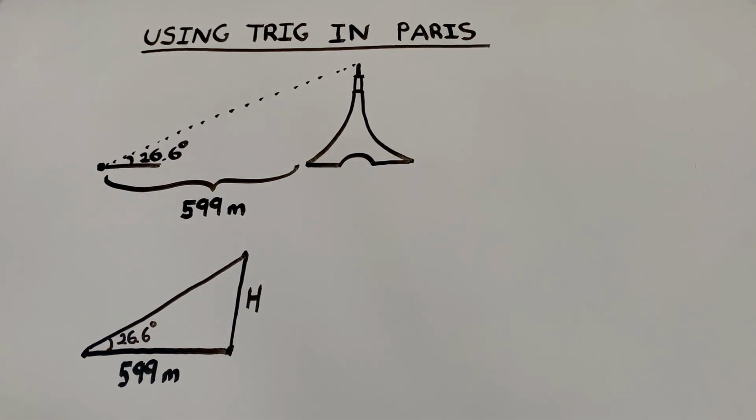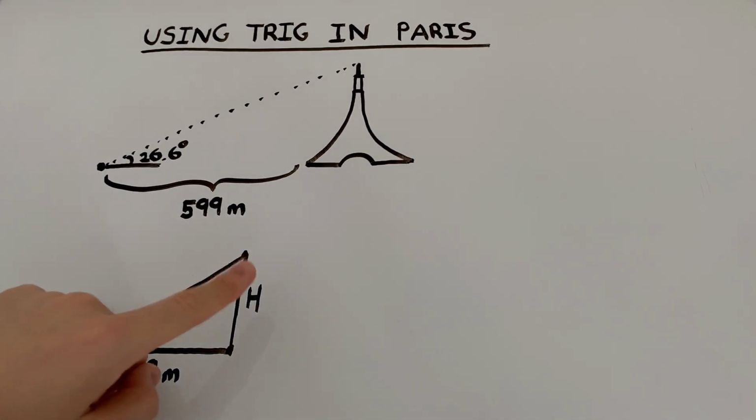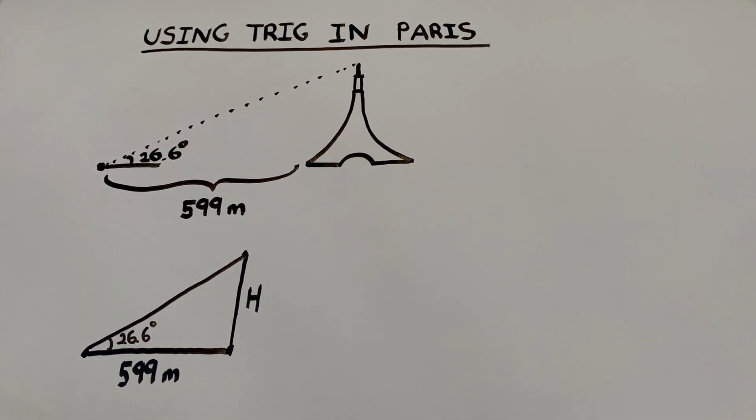And now it's time to use basic trig ratios to solve for the unknown, also known as H in this example. So we have an angle and we have 2 sides. We have this side and this side. Now, relative to this angle, this side would be the adjacent side, and this side would be the opposite side. So what trig ratio relates the opposite and adjacent side? Well, that would be tangent.